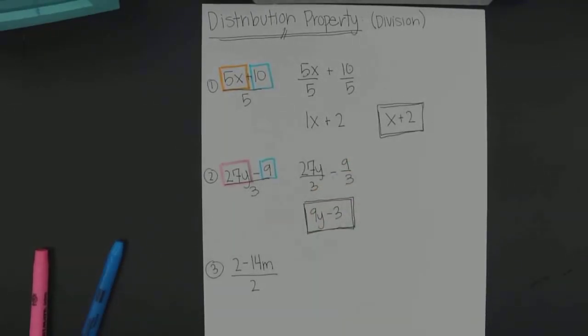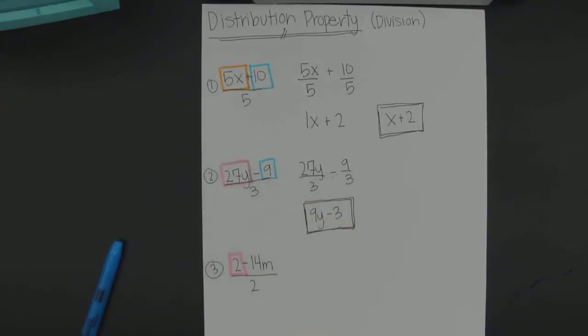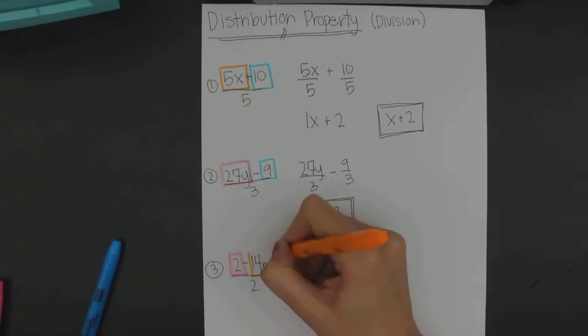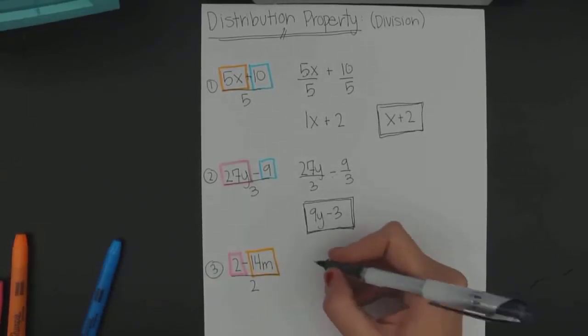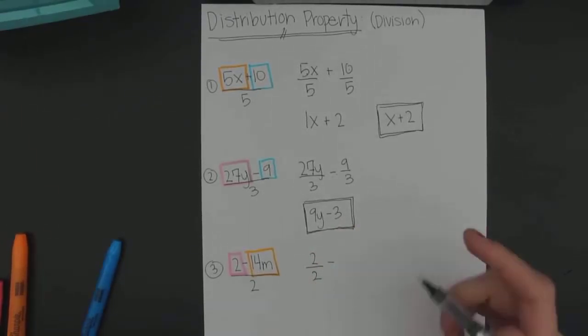All right, we are going to do one more example on this last one. So my top number, it looks like I have a 2, a 2, subtract 14. That's where I got the 4 from. A 2 subtract 14. I'm going to take those two numbers and break them apart over my denominator. I'm distributing the denominator to each one individually. So I have 2 divided by 2. Keep my sign, which is a subtract.